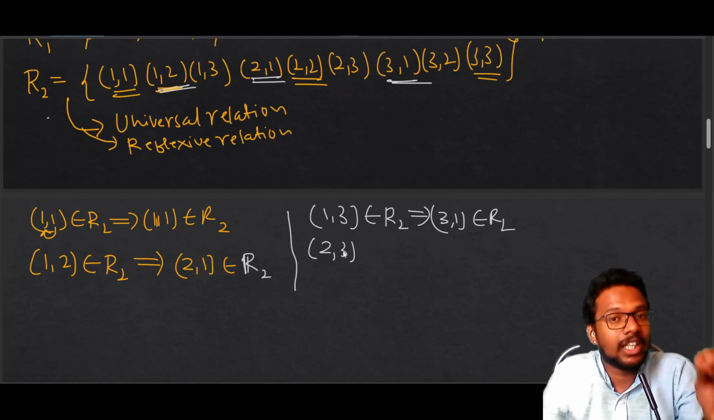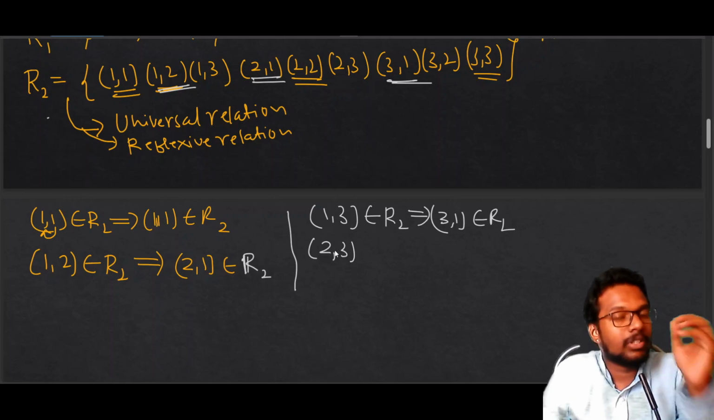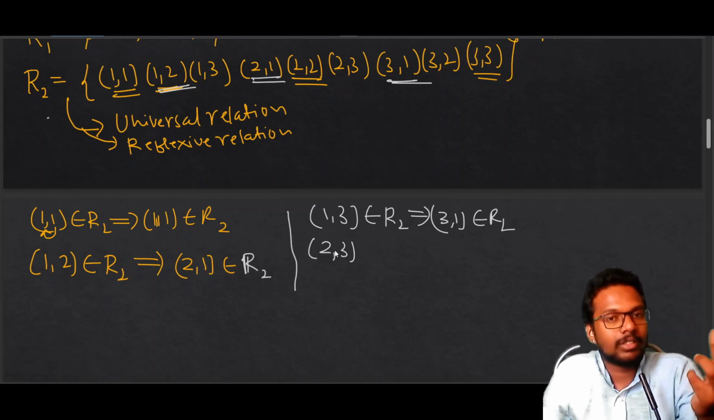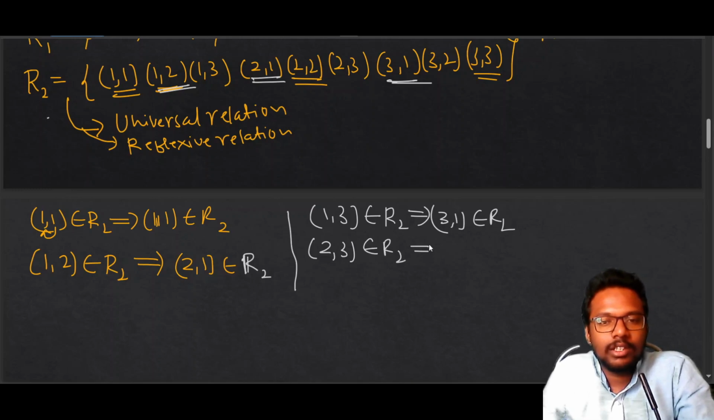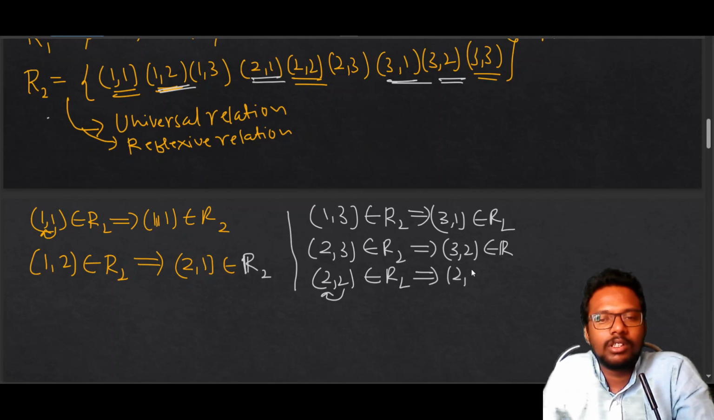We have to check each and every ordered pair in the relation. Each ordered pair should have its reverse also. If you consider (A,B) in some relation, then (B,A) should also be present in that relation. If we find even one pair without its reverse, then it is not a symmetric relation. So (2,3) belongs to R2, which implies (3,2); verify whether (3,2) is present. Yes, (3,2) belongs to R2. If I consider (2,2) and reverse it, then (2,2) belongs to R2.